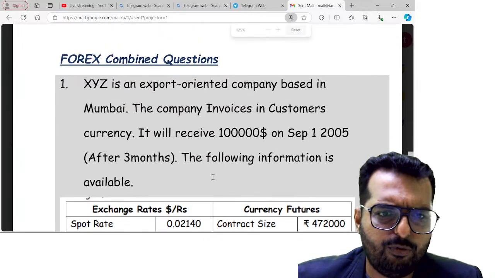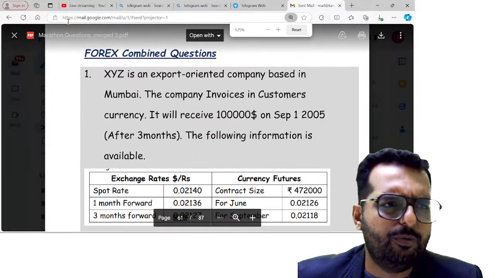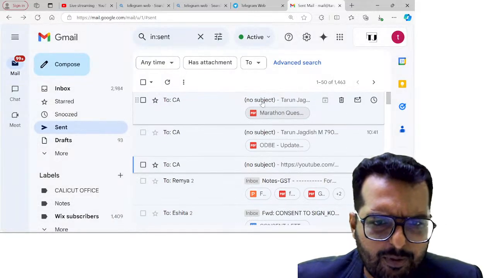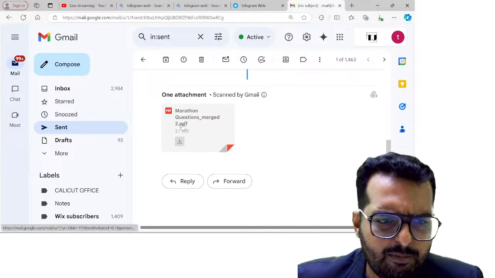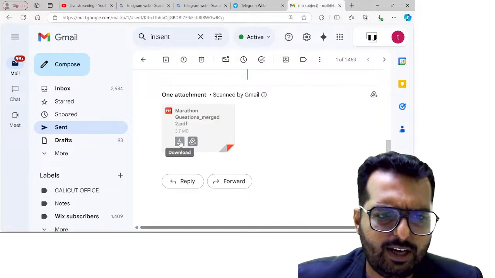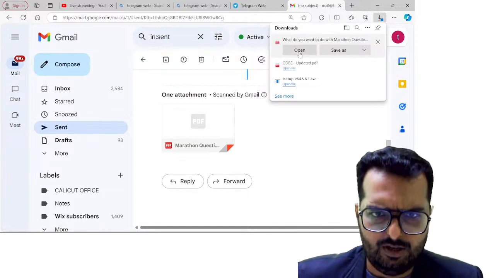Shall we go to the next part of Forex, friends? Even before we go, let me just open this file properly. Earlier in the rush, I was opening it in a haphazard manner. So give me a minute. I'll download this file and open it so that I can easily view it.